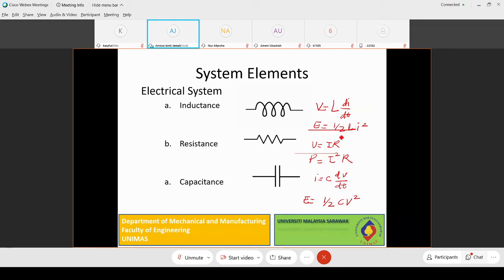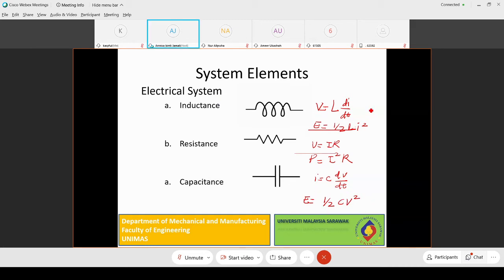Okay, if we look into these three elements here, the first one here, E equal to half Li squared, is similar to the mass in the mechanical system, where it can transmit energy. The second one here, P equal to I squared R, is similar to the damper, where the resistor will dissipate the energy. The third one, the capacitance, E equal to half CV squared, is very similar to the spring, where it can store energy.